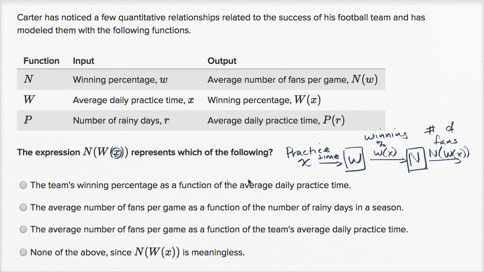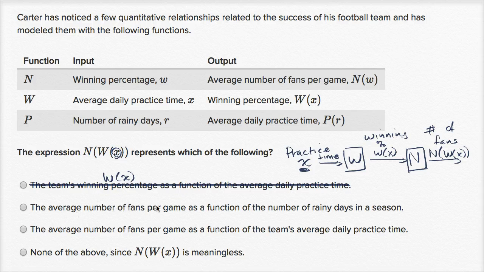So this is interesting. We should look for a choice that says, how does the number of fans that show up at a game depend on practice time, X? All right, the team's winning percentage is a function of the average daily practice time. Now that would be just W of X. If they said just W of X, that would be winning percentage as a function of average daily practice time. So I can cross that one out.